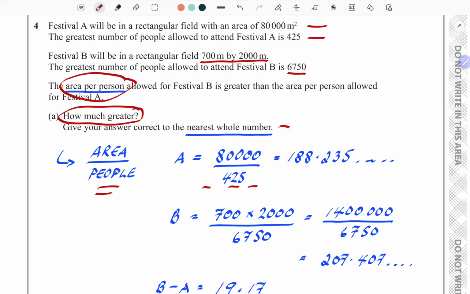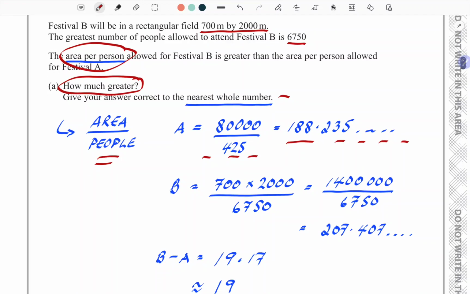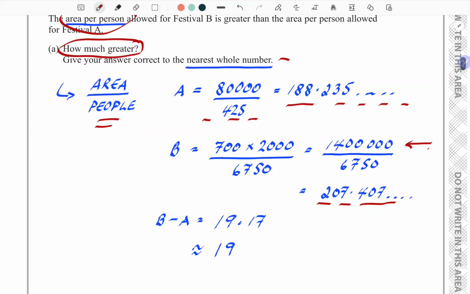And that comes out to be, roughly speaking, 188.235, etc. All right, whatever comes up on your calculator there. For field B, or festival B rather, the field dimensions are 700 times 2000. So multiply that out and you get 1.4 million. So 1,400,000 square meters divided by 6,750 people. And that gives you a value of 207.407, etc. square meters per person, that is.